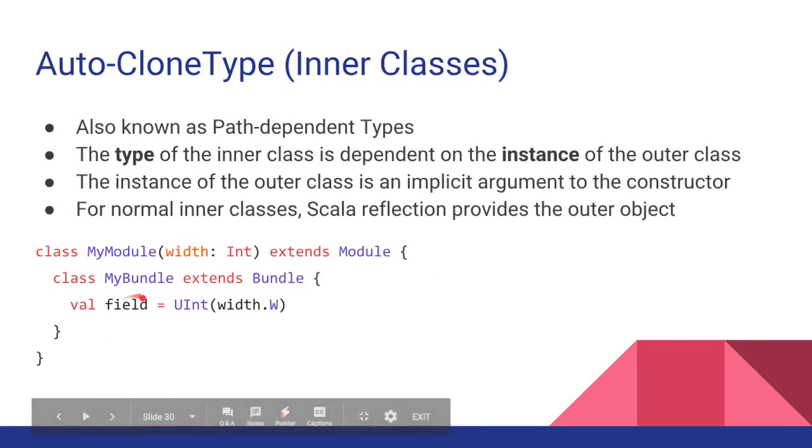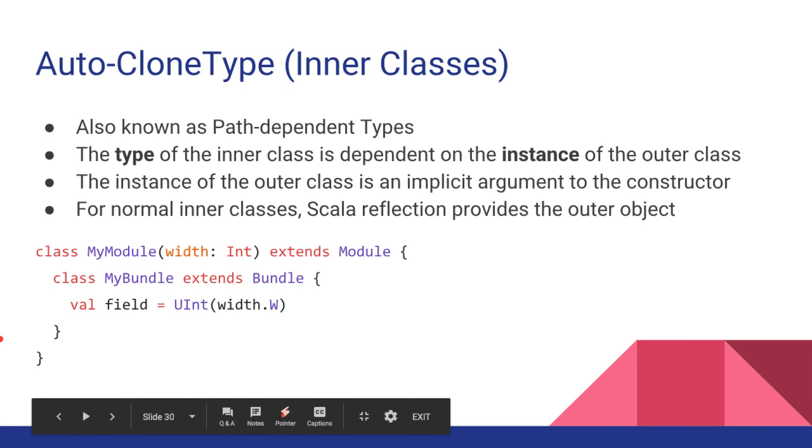What is an inner class? In Scala, you can have class MyModule, and inside of it, class MyBundle. And importantly, this is a concept known as path-dependent types. It's not common. Not that many languages have it. It's mainly a functional programming language kind of thing. Like if you're familiar with Coq, which is like a very proof-based and formal reasoning language, they have it. But Scala is actually in the minority here. But it's a very powerful concept. What it lets you do is it lets you describe a type here that is dependent on the instance of the outer class. So the type MyBundle depends on a particular object of MyModule.